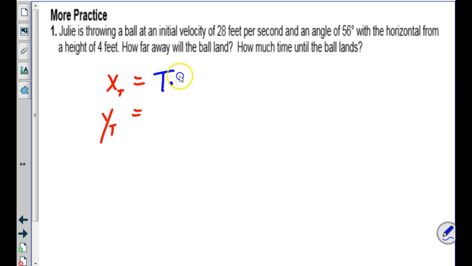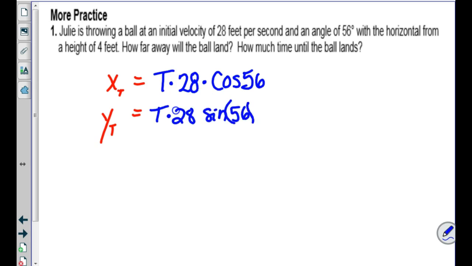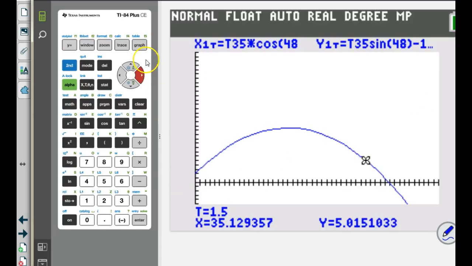t, 28 is the initial velocity, times, then the same thing all over again, but sine. And then, okay, let's try it with our current window and see how far we get. Not too bad?